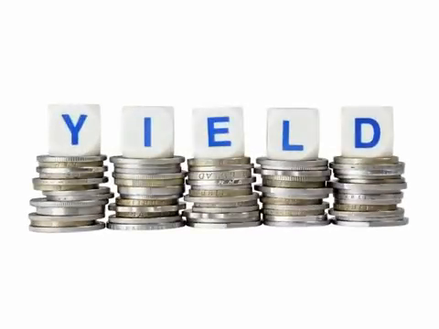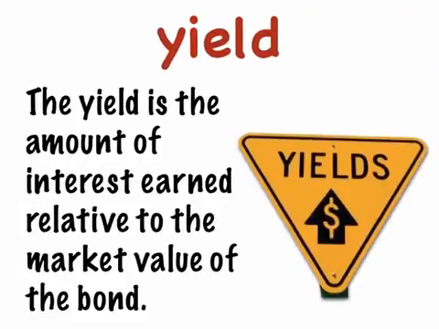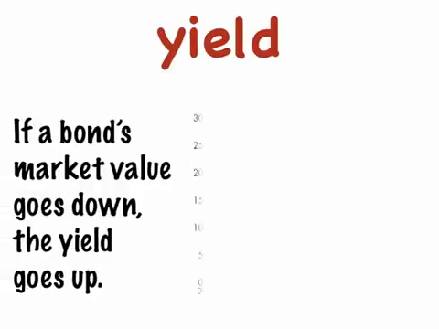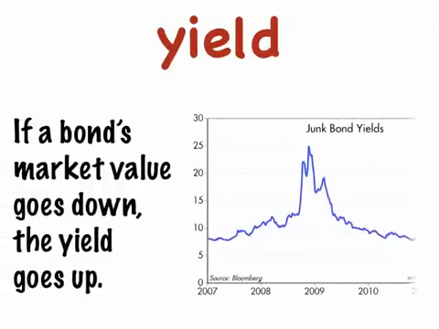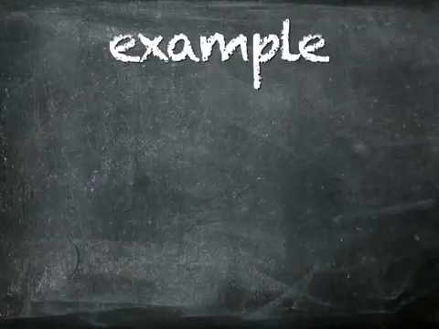Yield. The yield is the amount of interest earned relative to the market value of the bond. If a bond's market value goes down, the yield goes up because the coupon rate never changes. The difference between coupon and yield can be confusing, so let's look at an example.